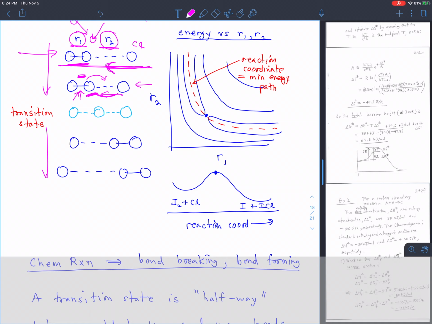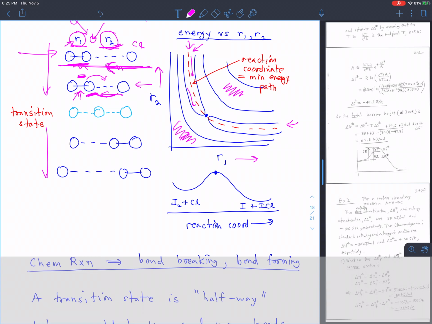And we can plot all the possibilities on a two-dimensional diagram where R1, this length, is along one axis, and R2, this length, is along the other axis. These curves that I've drawn are contours meant to show the energy. So this is high energy up here, high energy up here, and this valley going through the middle is the lowest energy part of the diagram. And this dotted red line shows the lowest energy path. You're following the valley bottom as you move along here.